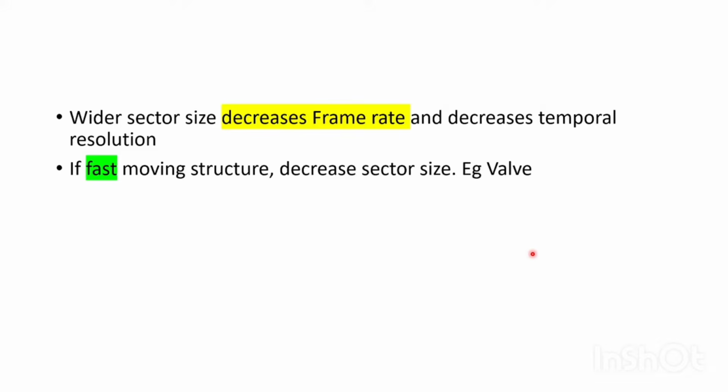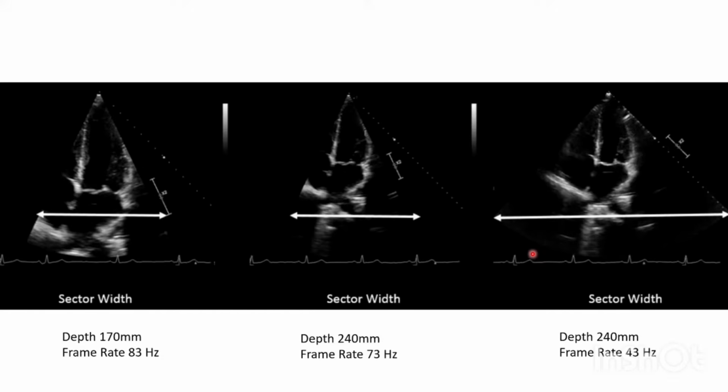That is, the bigger and wider you keep the sector, it is not good. It will decrease the frame rate, and when the frame rate decreases, it will decrease the temporal resolution. So when we are scanning a fast moving structure like a valve, the aortic valve movement, you should typically decrease the sector size. So this is a comparison image showing how the sector size is affecting it.